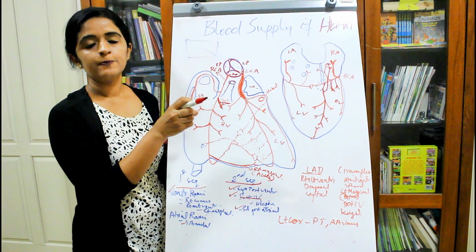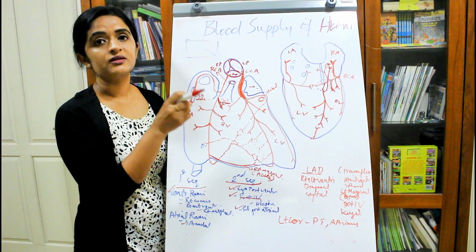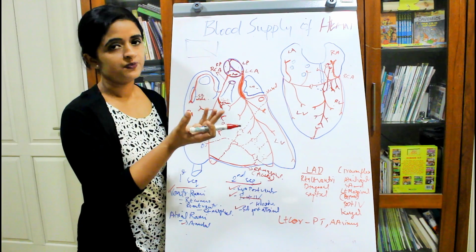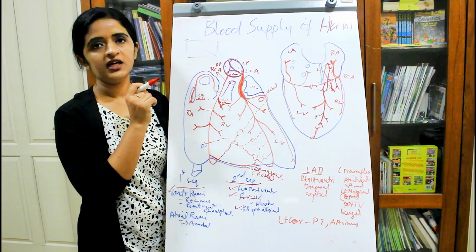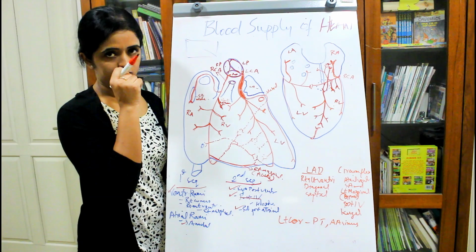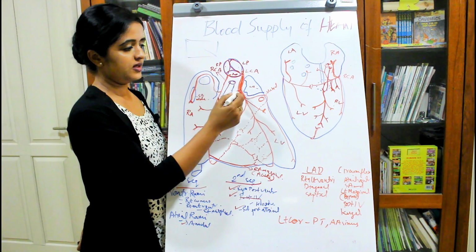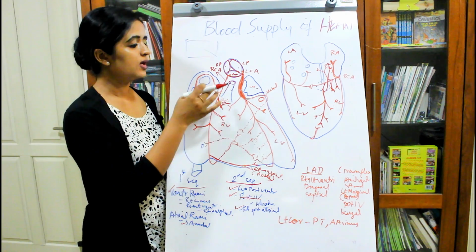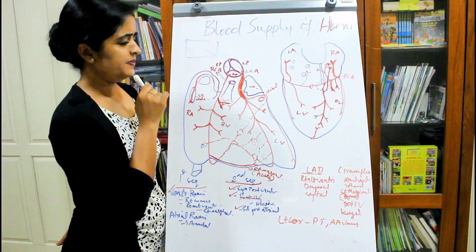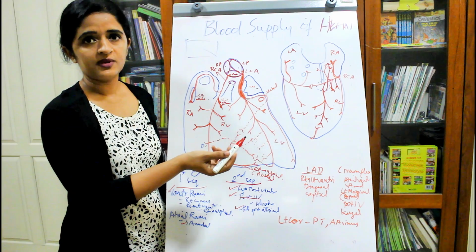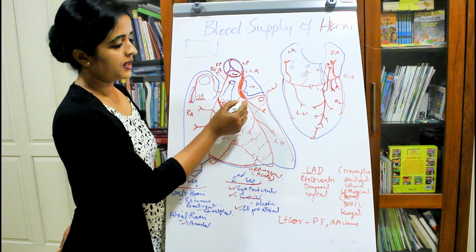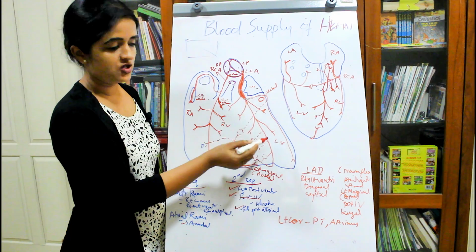But the caliber of the left coronary artery is larger. That is, the lumen of the left coronary is larger compared to that of the right coronary artery. So again you have to keep that in mind, because you will get some MCQs. The thickness of the left coronary is also more compared to that of the right coronary artery. And now we will see the main branches of the left coronary. As soon as it descends, it will divide into two main branches.